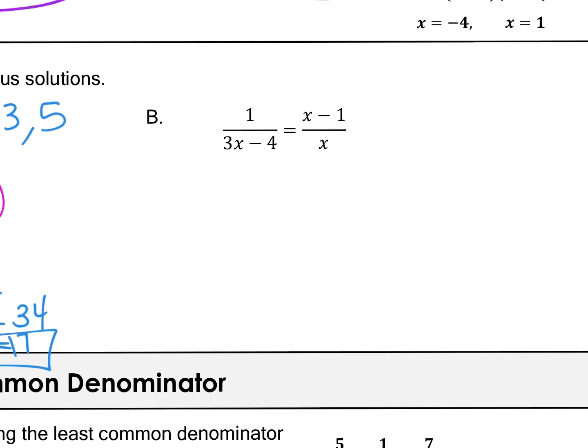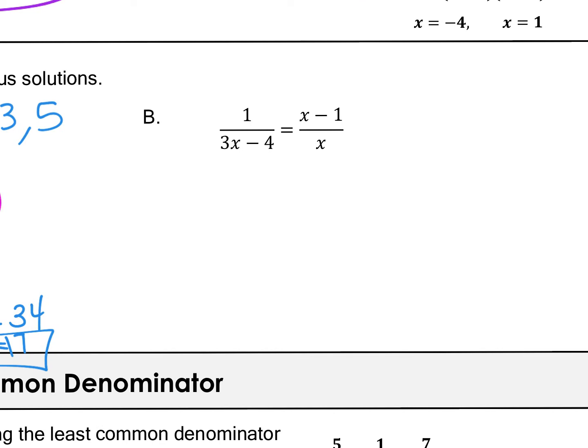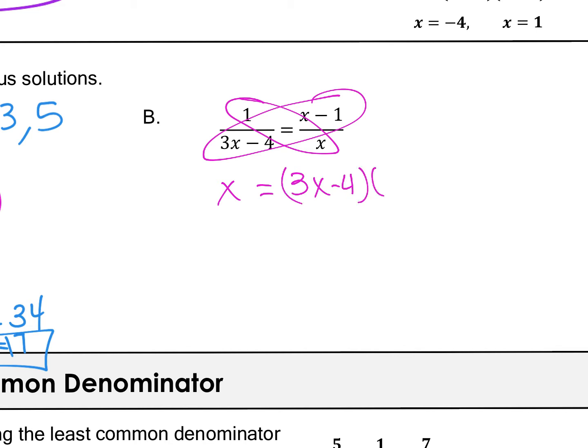Okay. Next one, notice we have one rational expression on the left, one on the right, so I can use cross multiplication. 1 times x is just x on the left side. And then I have a 3x minus 4 times an x minus 1. I'm going to have to use FOIL here because it's a binomial times a binomial. So don't just multiply the x's and then multiply the 4 and the 1. Can't do that. So I have x. When I use FOIL, that's going to be 3x squared minus 3x minus 4x, and then that becomes plus 4.